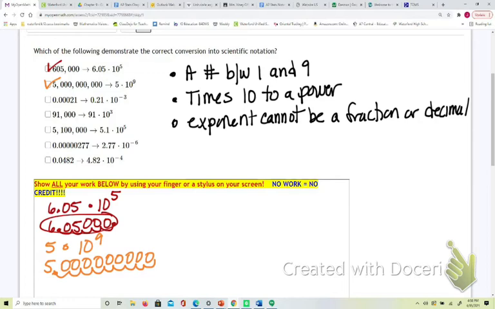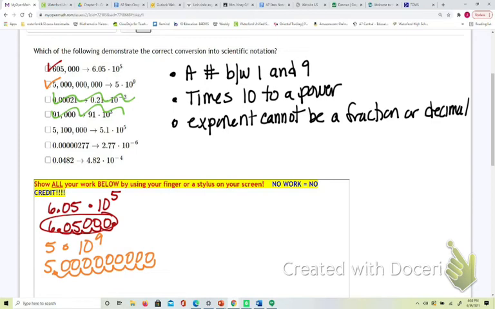Now I go to the next one, and the next one is 0.21. Okay, whoa, wait a minute. That is not between 1 and 9. 0.21 is less than 1. So no, nothing in the work area. That doesn't work. Now I look at the next one, and the number is 91. That's not between 1 and 9. That does not work. Cross it out. So notice we didn't have to put anything in the work area for those.